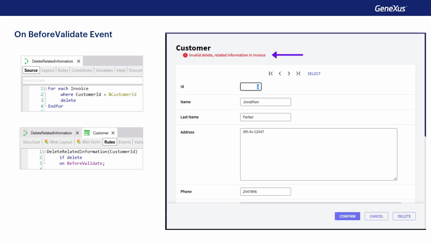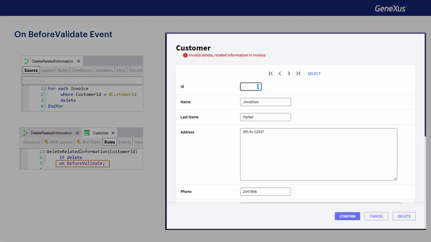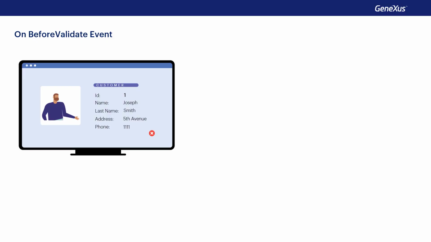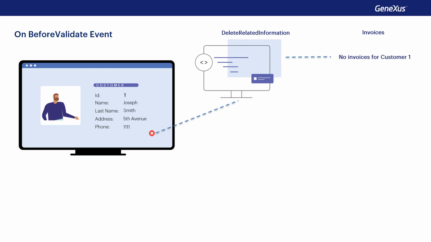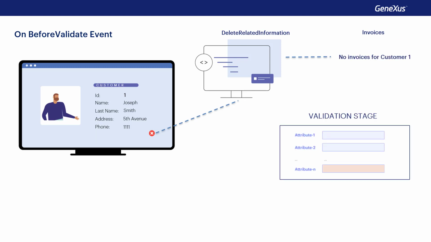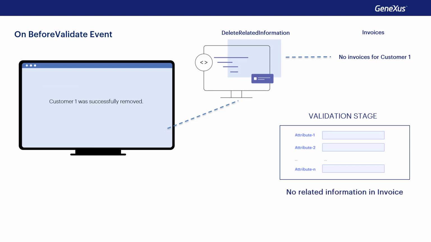This procedure must be executed before Genexus starts making the referential integrity checks, which, as we've just mentioned, occurs during the validation stage. So, we'll condition the rule to be executed in the event on BeforeValidate. In this way, when we're about to delete the customer with ID 1, before starting the validation checks, the procedure will be invoked to eliminate the possible invoices associated with that customer. Therefore, when the validation is performed, no more related records are found, and the customer is deleted.